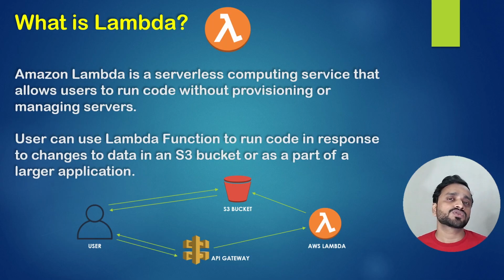Now the next most commonly used question is what is Lambda? Normally the interviewer asks what is Lambda or asks to describe Lambda. Amazon Lambda is a serverless computing service that allows users to run code without provisioning or managing servers. Users can use Lambda functions to run code in response to changes to data in S3 or as part of a larger application. When users want to take some actions on infrastructure, they put their code into an S3 bucket. With the help of the S3 bucket, the Lambda function does its functionality and infrastructure work accordingly.